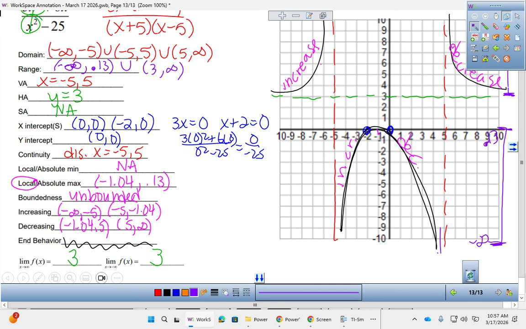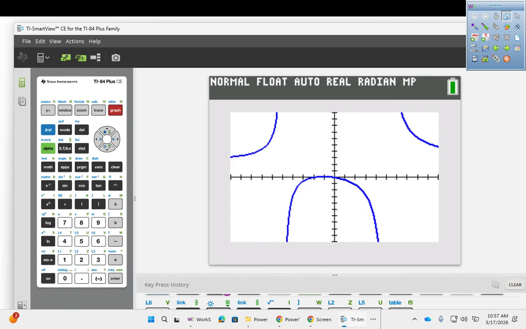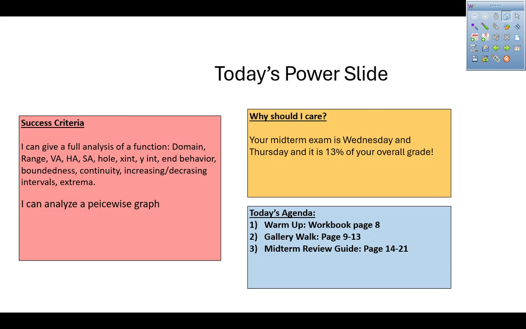What do you guys think? Remember that? I feel like we kind of just did it. So instead of doing full analysis for every problem, that's not what you're going to do on your midterm. Your midterm's multiple choice majority, so you're just going to do pieces of it. It's going to give you an equation and say, what's the horizontal asymptote? A, B, C, D. What's the hole? A, B, C, D.